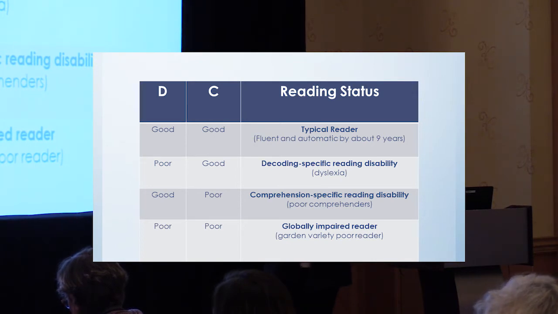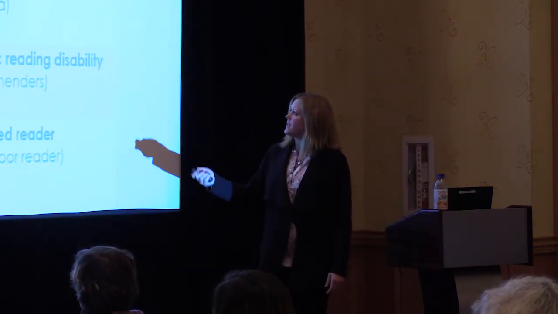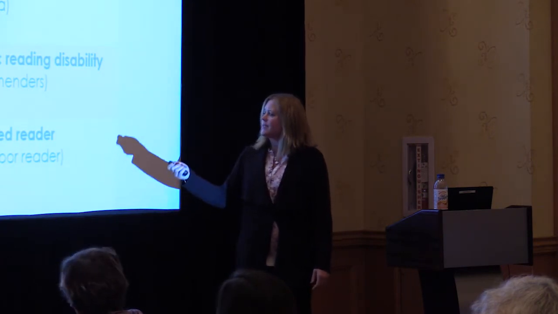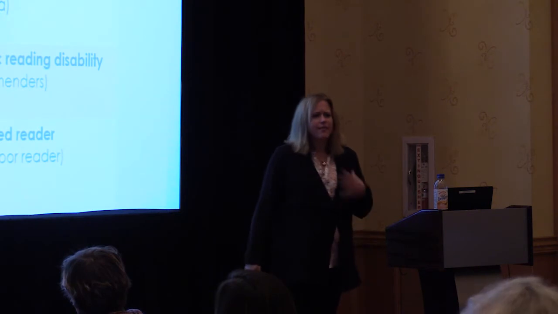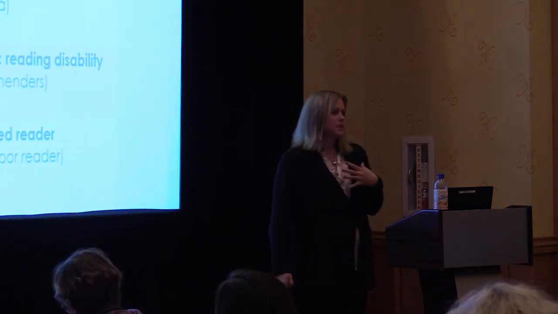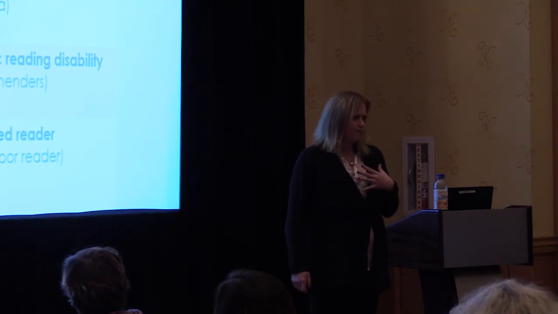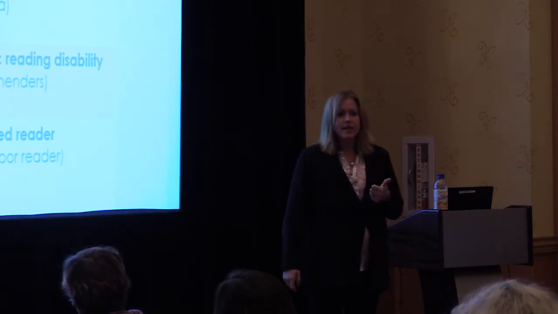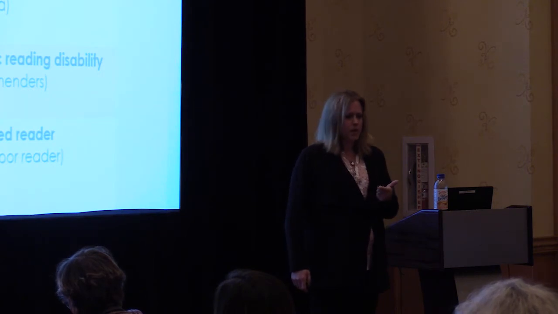And then we have kids who are poor decoders and poor comprehenders, globally impaired readers. One of the things to think about with all of these is, for most kids out there who are in these categories, they're not there because of something innate. They're there because we're failing them as a society and educationally, okay?